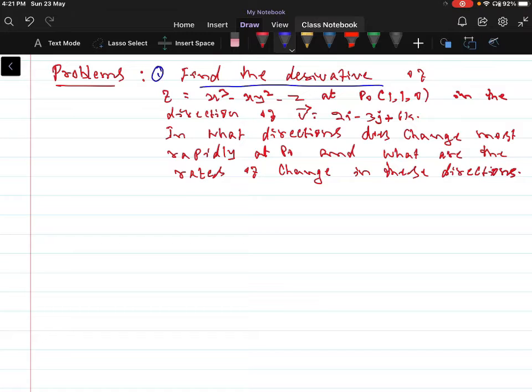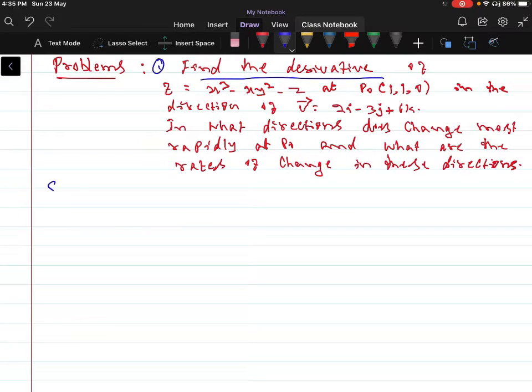In what directions does f change most rapidly at the point P naught, where P naught is equal to (1, 1, 0), and what are the rates of change in these directions? Move to the solution. Given f is equal to x cube minus x y square minus z at the point P naught equal to (1, 1, 0).